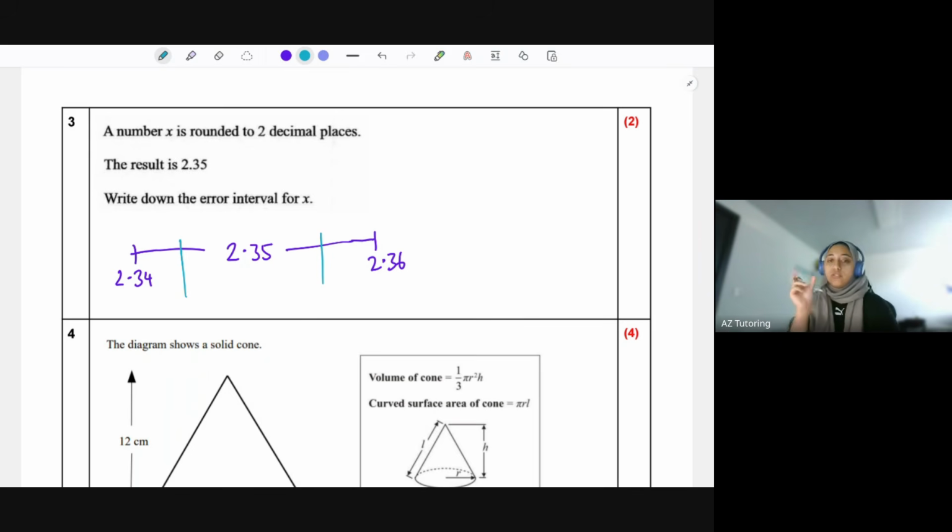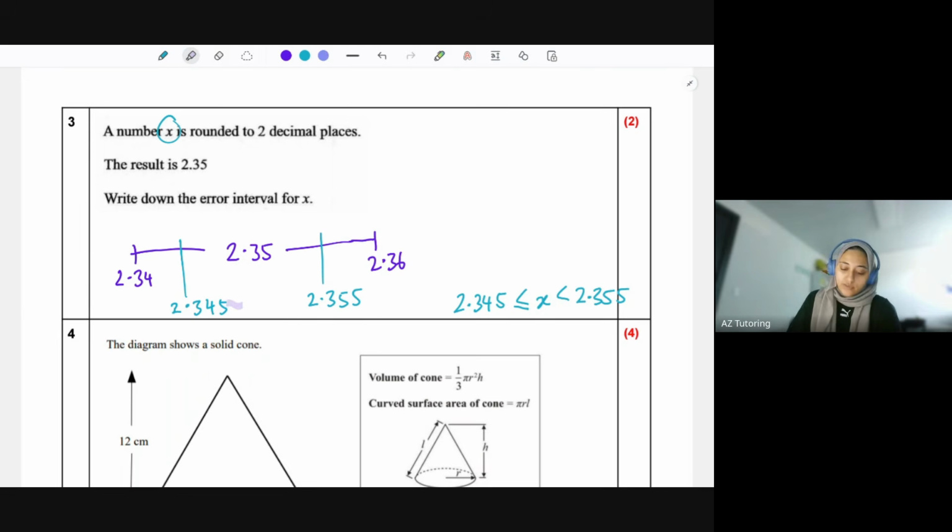is the numbers in between those two numbers. So what you can do is you can do 2.34, add 2.35 and divide it by 2 if you can't spot what's in the middle, but it's just 2.345. And in the middle between 2.35 and 2.36 is just 2.355. So that's my error interval. So you put your x here because it's a number x, and that's between 2.345 and 2.355. But remember, with your error intervals, this one here has to be equal to as well.